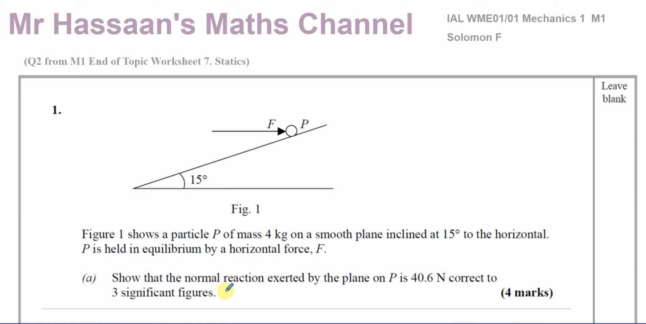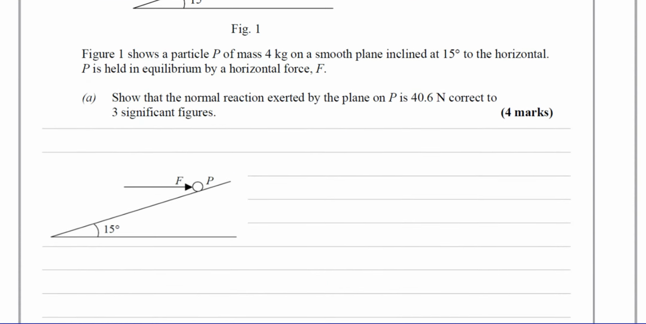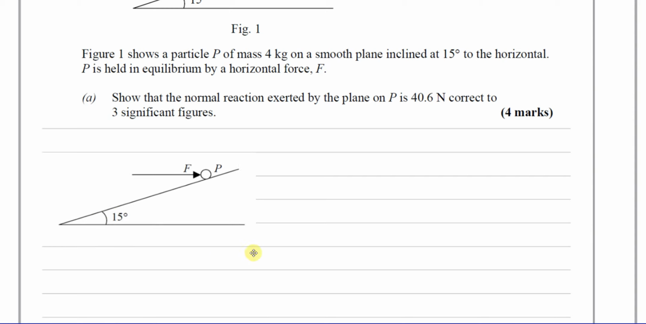We've got to show that the normal reaction exerted by the plane on P is 40.6 newtons, correct to 3 significant figures. All right, so I have a little copy of this diagram here to help us.